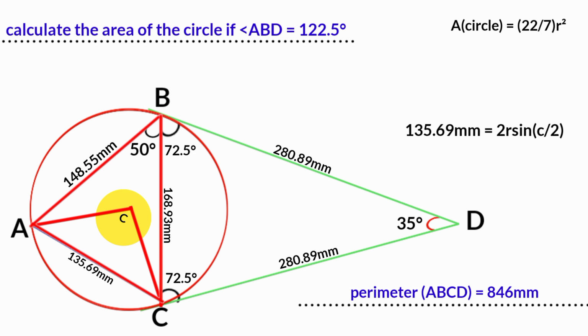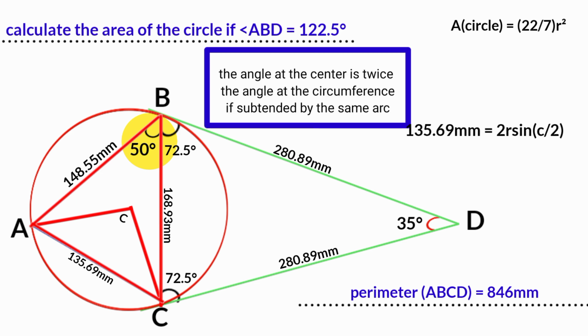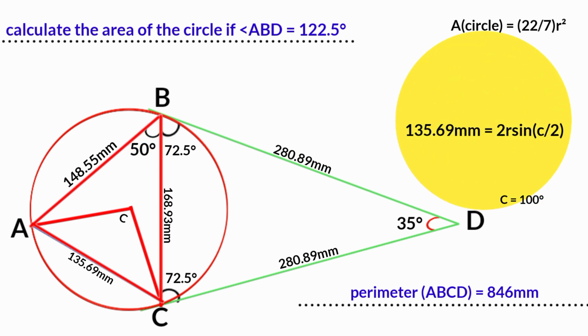We don't know. But if you look, it is also subtended by the same arc which subtends these 50 degrees angles. And we know the rule from the circle theory that if two angles are subtended by an arc, one to the center and the other to the circumference, the angle at the center is twice the angle at the circumference. That is, c equal to 2 times this 50 degrees. 2 times 50 degrees is 100 degrees. Substituting here, 135.69 millimeters equal to 2r sine 100 degrees over 2. 100 degrees over 2 is 50 degrees.